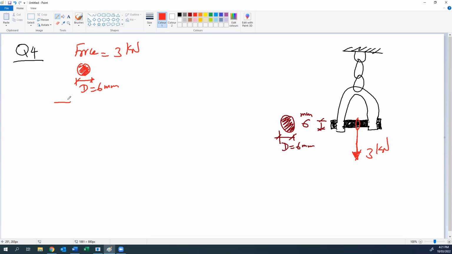And the requirement is to calculate the shear stress in the pin or the bolt. Okay, how can we solve this problem or this example? If we simplify this to a structure model, we will have the pin or the bolt as a line like that, and in the middle here we have a force of 3 kilonewton.